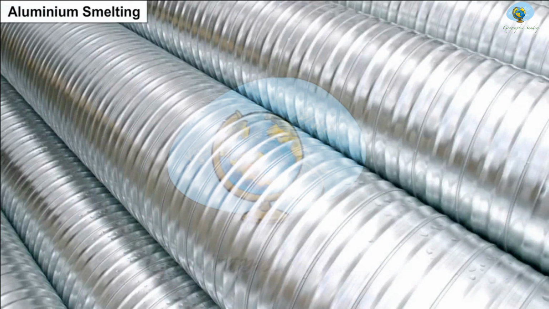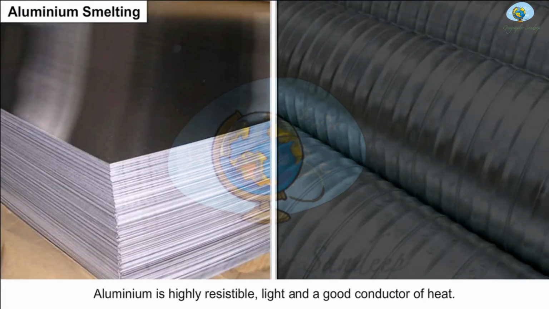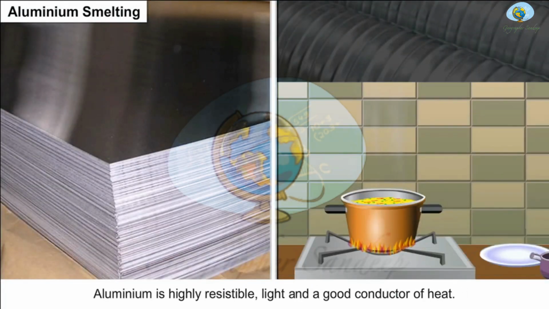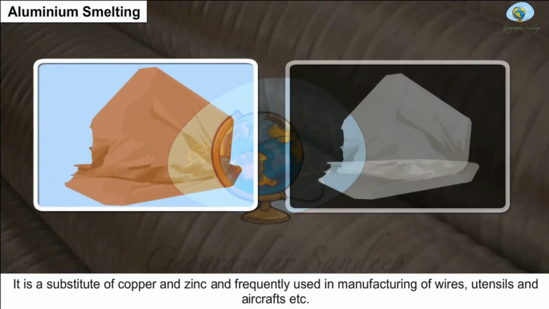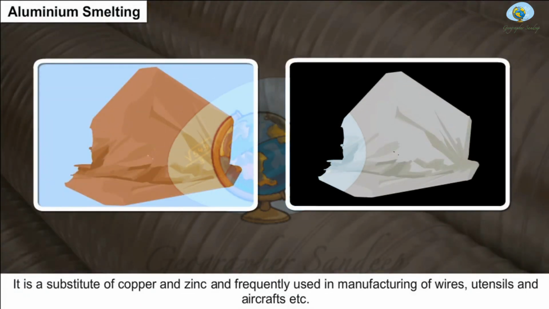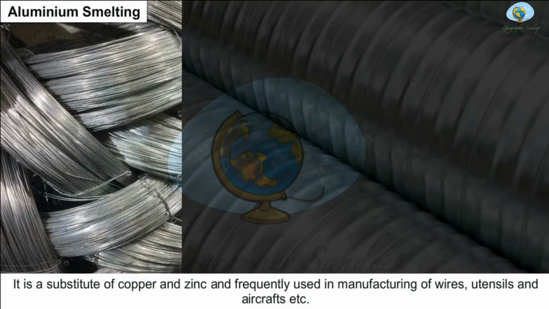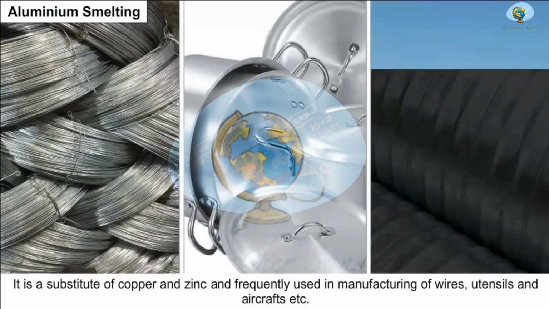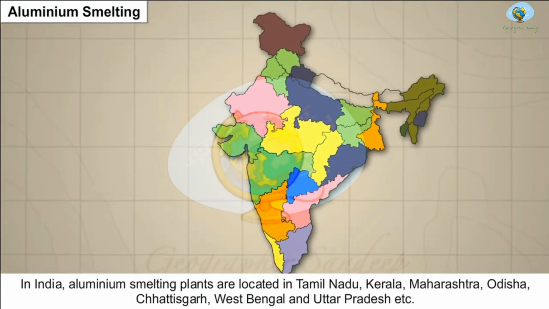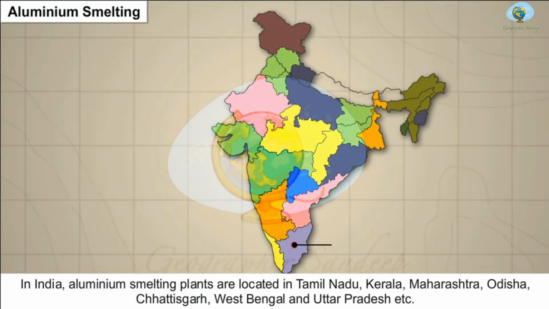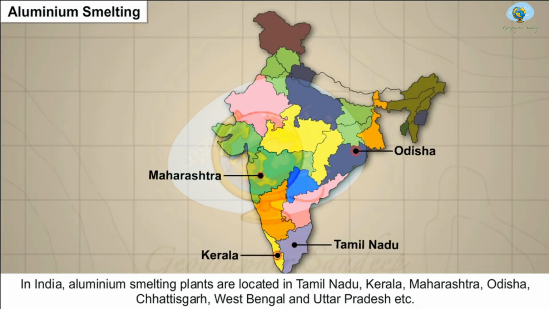Aluminium smelting. Aluminium is highly resistant, light, and a good conductor of heat. It is a substitute for copper and zinc and frequently used in the manufacturing of wires, utensils, and aircraft, etc. In India, aluminium smelting plants are located in Tamil Nadu, Kerala, Maharashtra, Odisha, Chhattisgarh, West Bengal, and Uttar Pradesh, etc.